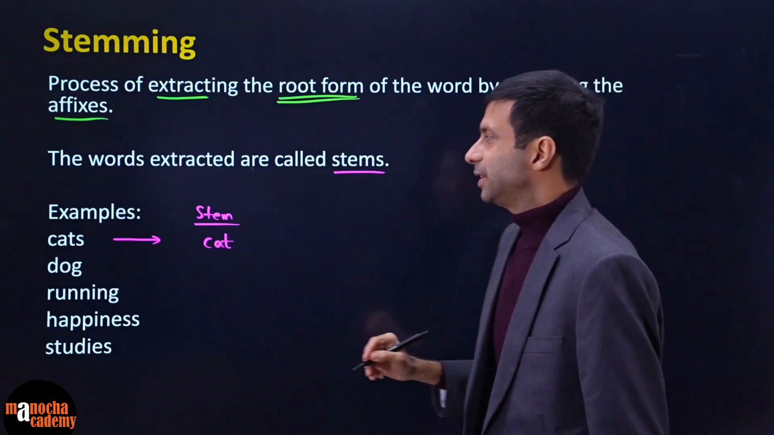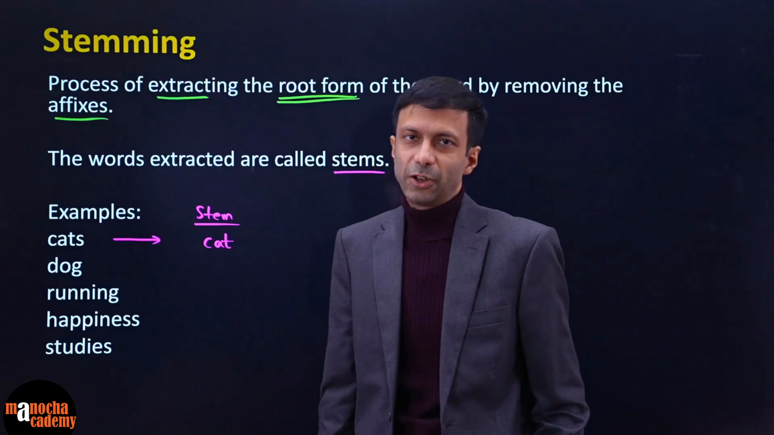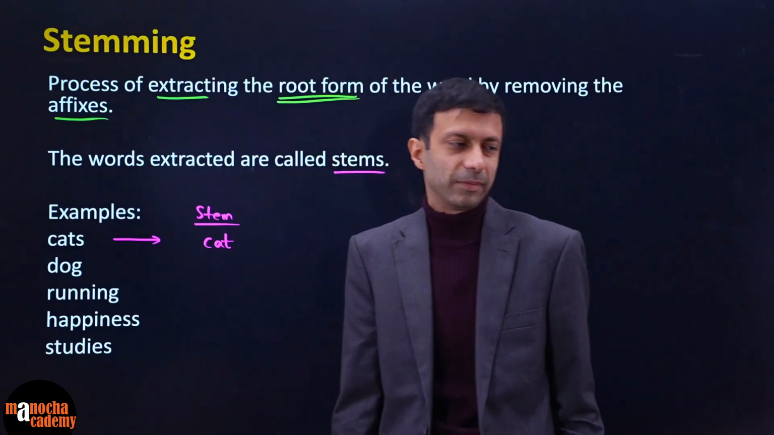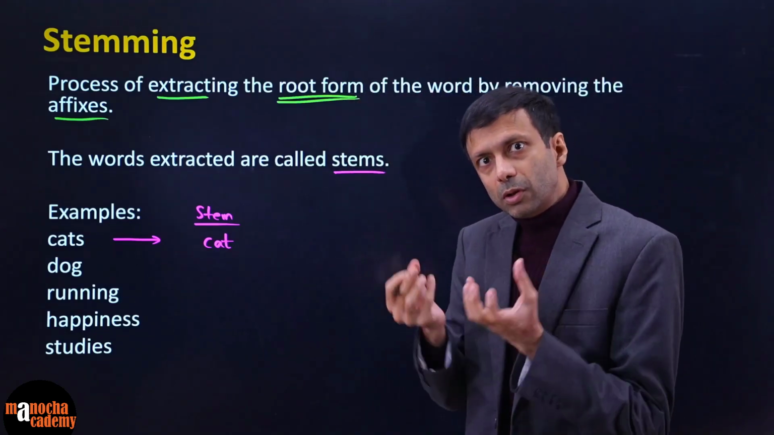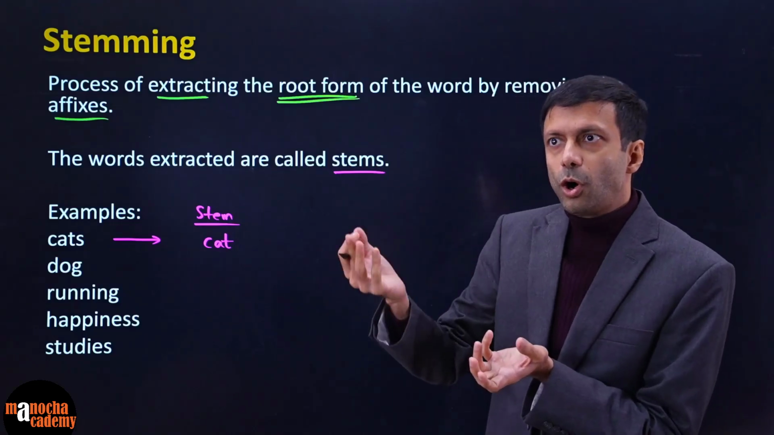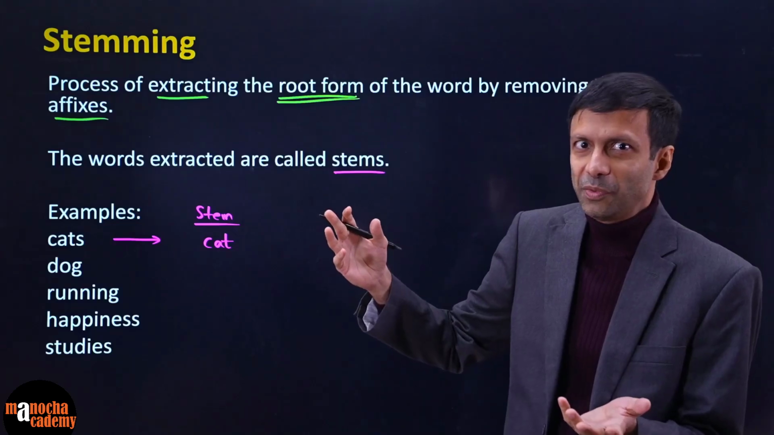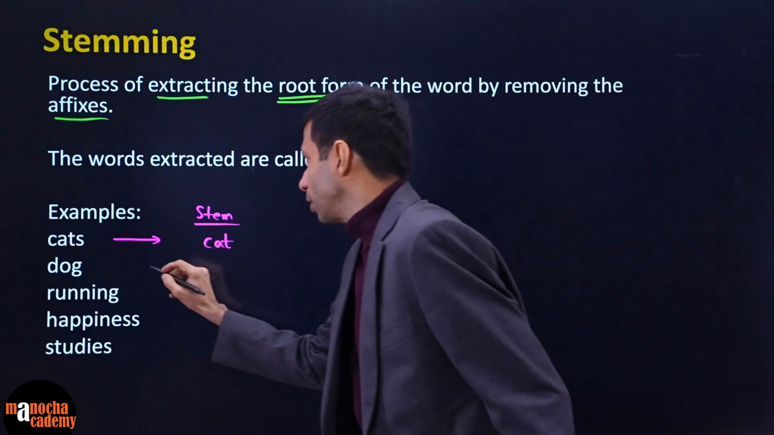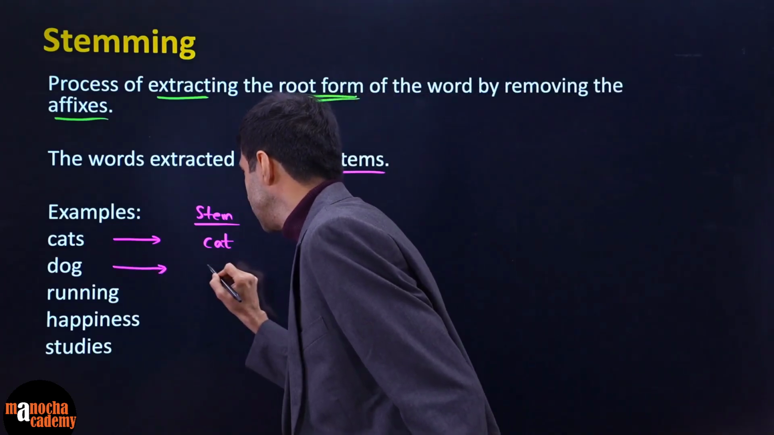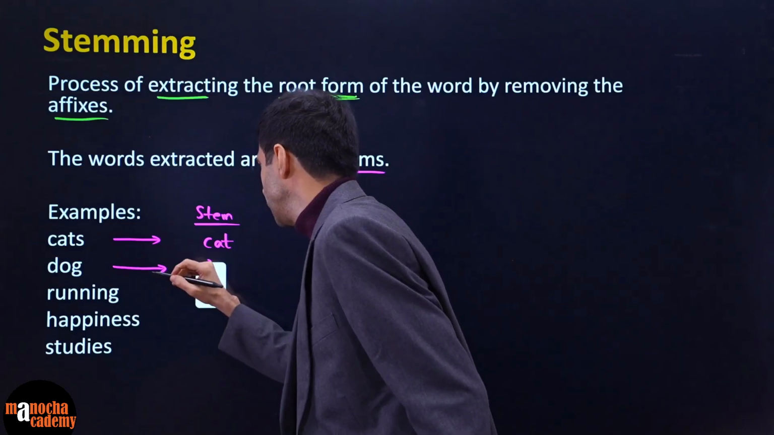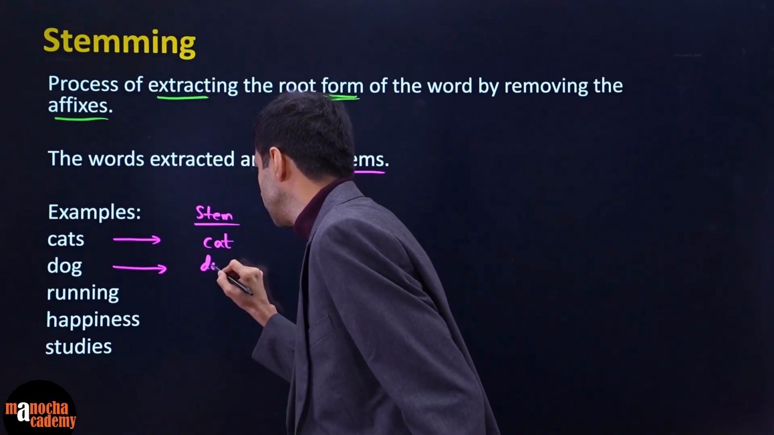Can you tell me what is the stem of dog? Can you guys tell me what is the stem of dog? So see, in dog, the root form is dog. There's no dogs or something like doggy, where you could remove the GY or something, right? So it's all dog. So that's fine. So the stem could be the same as the word. This example is teaching you that it need not be different.